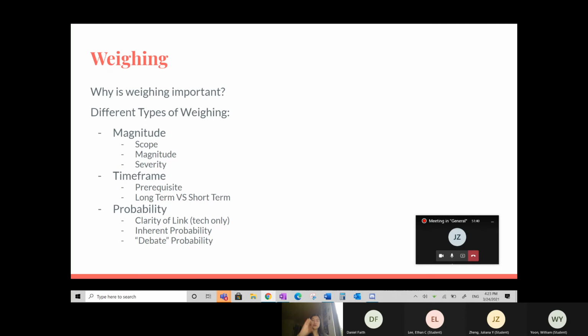So generally judges default to long-term, and you can always argue for long-term, but you can also argue for short-term at the same time, right? And you can say, oh, short-term impacts are more important because they're more direct, or they come first. And the biggest way that you can weigh short-term against long-term is a prerequisite, right? Which basically is my argument happens before yours, and my argument needs to happen first before yours can happen, or when my argument happens, yours doesn't, right? So it's a prerequisite to your argument.